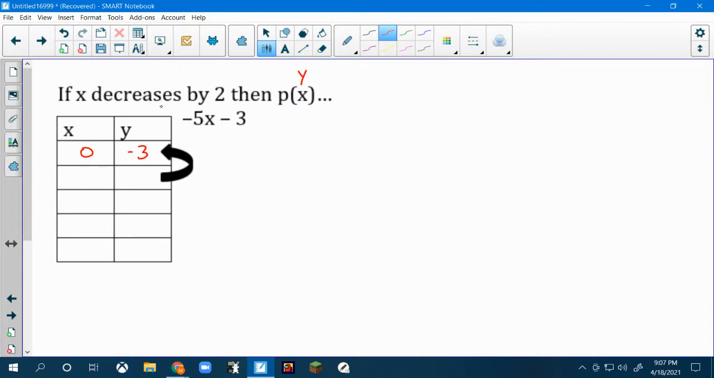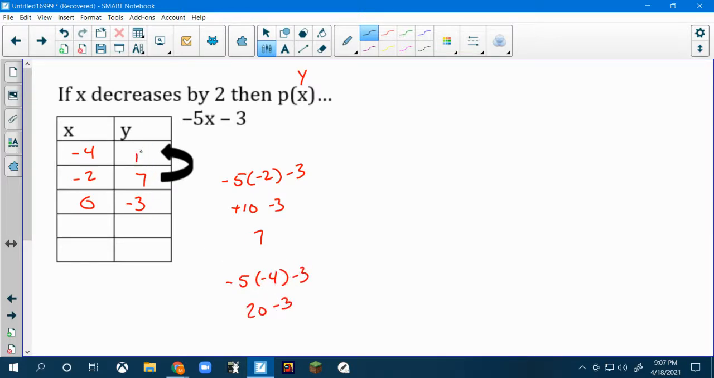Let's put in decreases by 2. Let's move that down a little bit. Sorry. Let's put this here, and that's negative 3. If we decrease by 2, we're going to get negative 2. Negative 5 times negative 2 minus 3 is positive 10 minus 3, which is 7. Decrease by 2 again. Negative 5 times negative 4 minus 3. 20 minus 3 is 17.